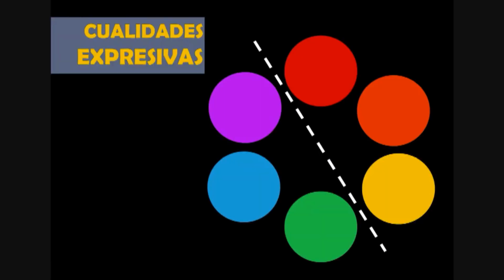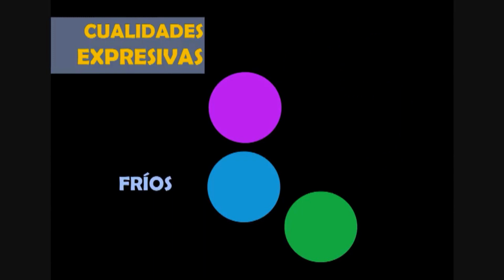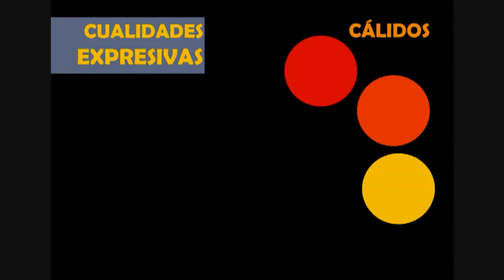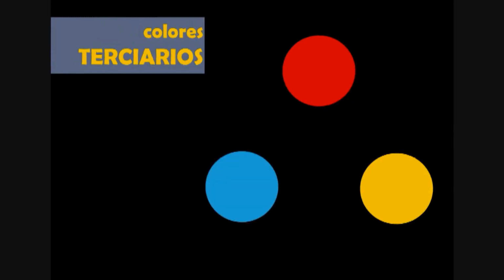According to their expressive qualities, we can divide the colors into two groups: cold colors, which are green, blue, and violet, and the warm colors, which are red, orange, and yellow. Cold colors produce feelings of remoteness and coldness, feelings of sadness and seriousness. On the contrary, warm colors convey feelings of closeness and feelings of joy.